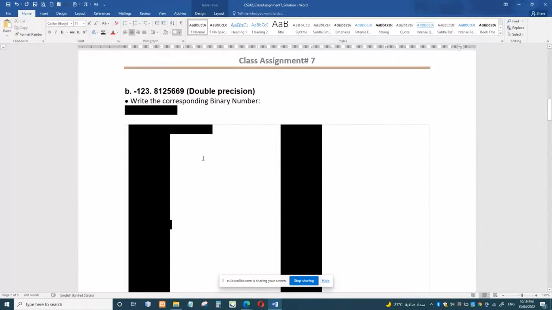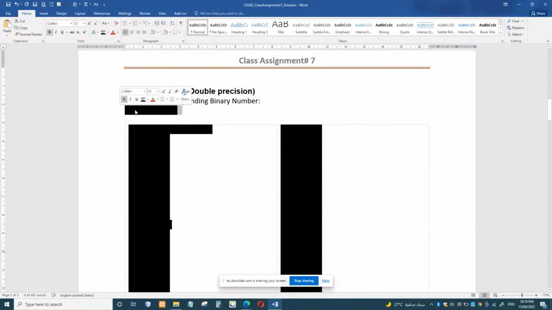The question number B. First, what we need to do: minus 123.8125669. In this case, try to understand, we have to use double precision. It's not going to be stored using single precision. In double precision, you have 1 bit for the sign, 11 bits for the exponent, and the remaining 52 bits for the mantissa or fraction.